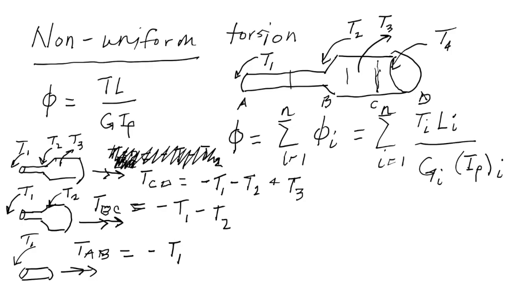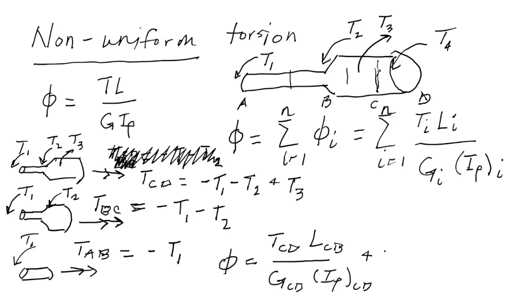And so then the final answer would be phi is equal to T_CD L_CD over G_CD I rho CD, plus the other two terms of BC and AB. And then you just add them up and that gives you phi. So this gives us the total angle of twist from left to right.